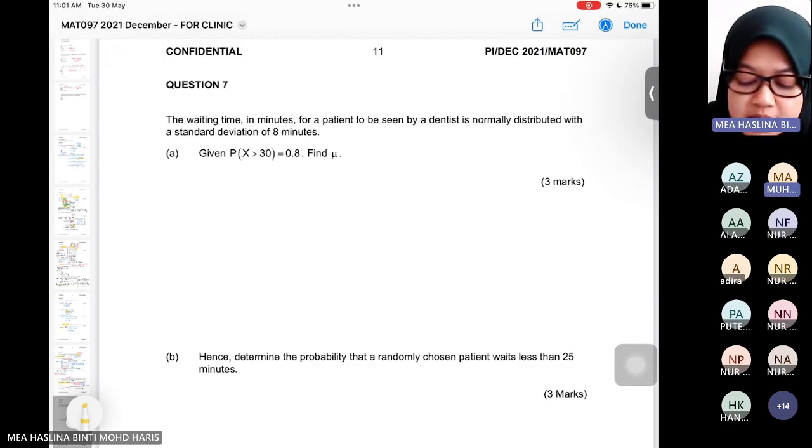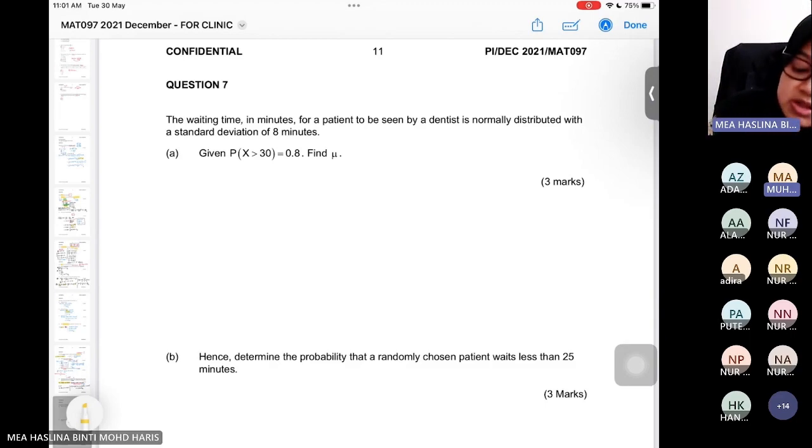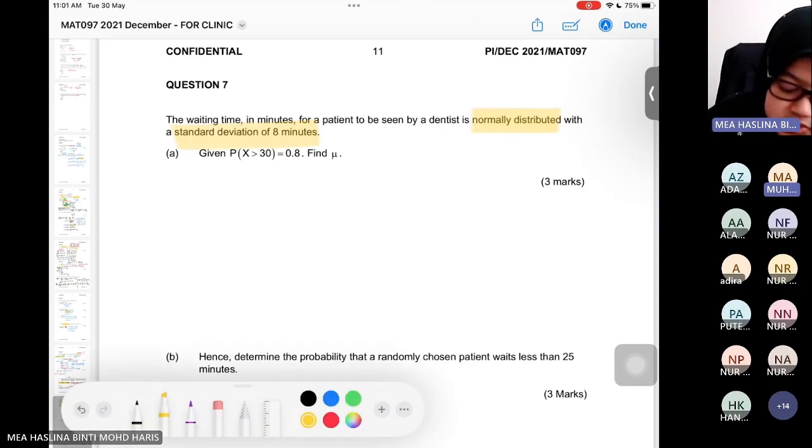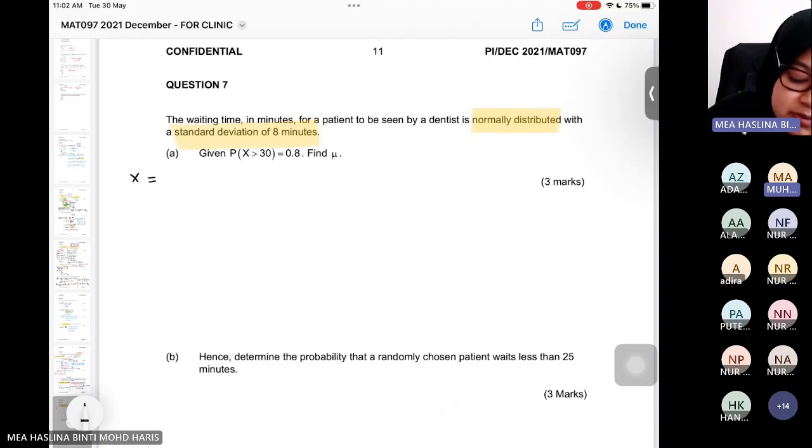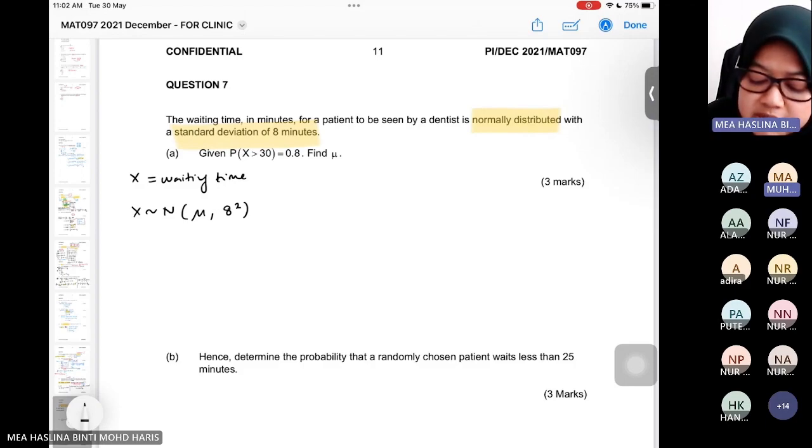Okay, question number 7. The waiting time in minutes for a patient to be seen by a dentist is normally distributed with standard deviation of 8 minutes. So now it is a normal distribution. Standard deviation is 8. Obviously the mean is not given. So X is the waiting time. X is normally distributed with mean unknown and standard deviation 8, so variance is 8 squared. Given probability of X greater than 30 is 0.8, find mu.